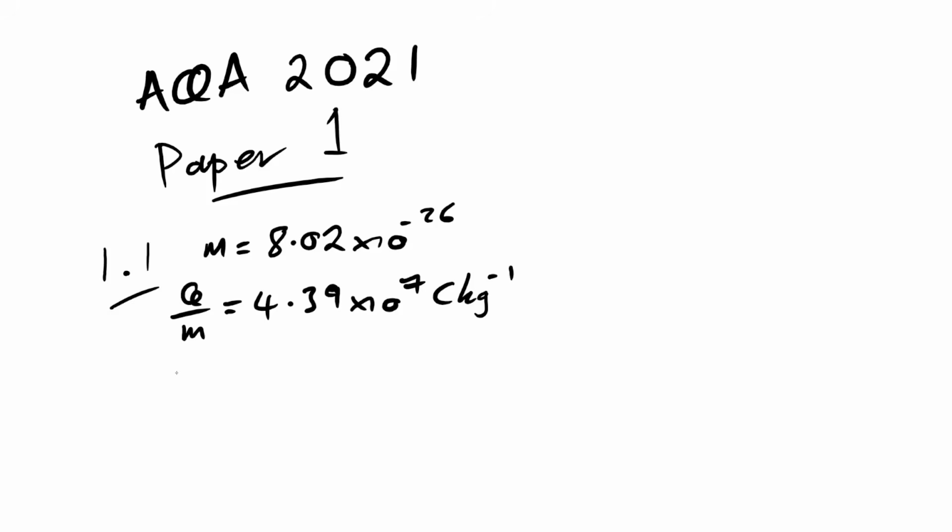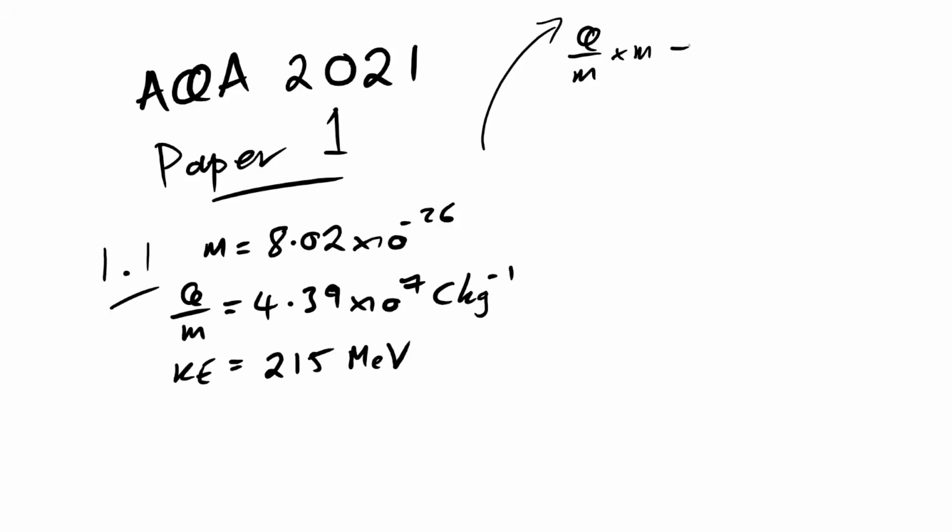And we have the kinetic energy, KE or EK, doesn't matter, 215 mega electron volts. We're going to have to turn that into joules at some point. So find the number of neutrons. 3 marks, not a super easy one to start off with, but we can find out the charge, can't we? Because we have mass and we have charge to mass ratio. So charge divided by mass times mass should leave us with the charge.